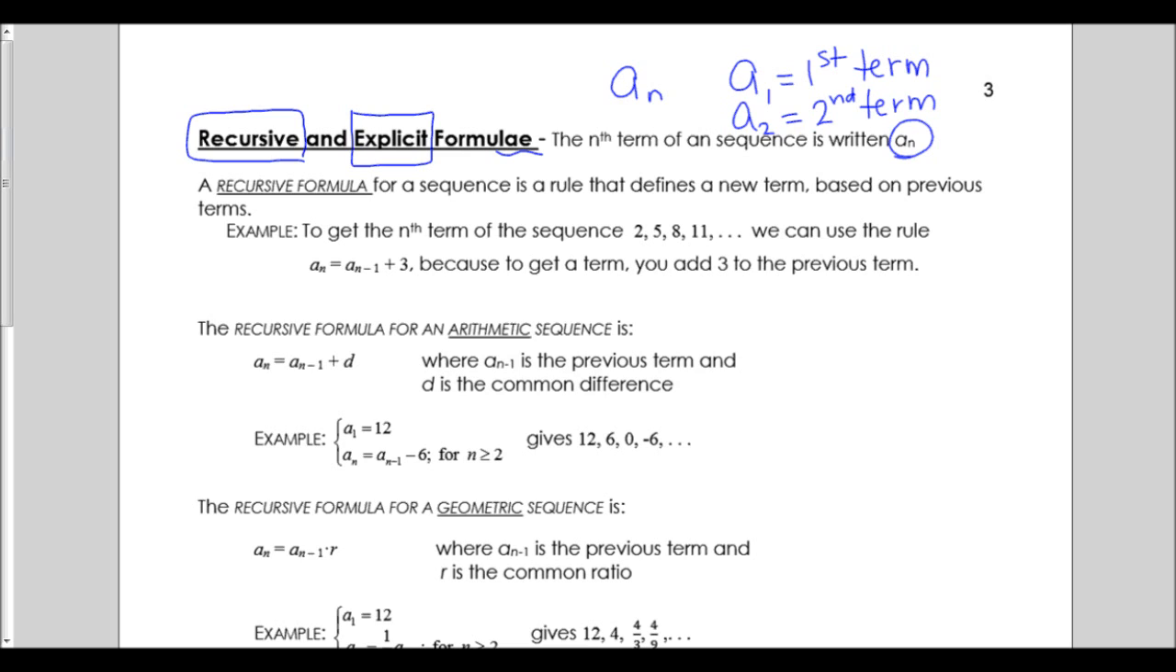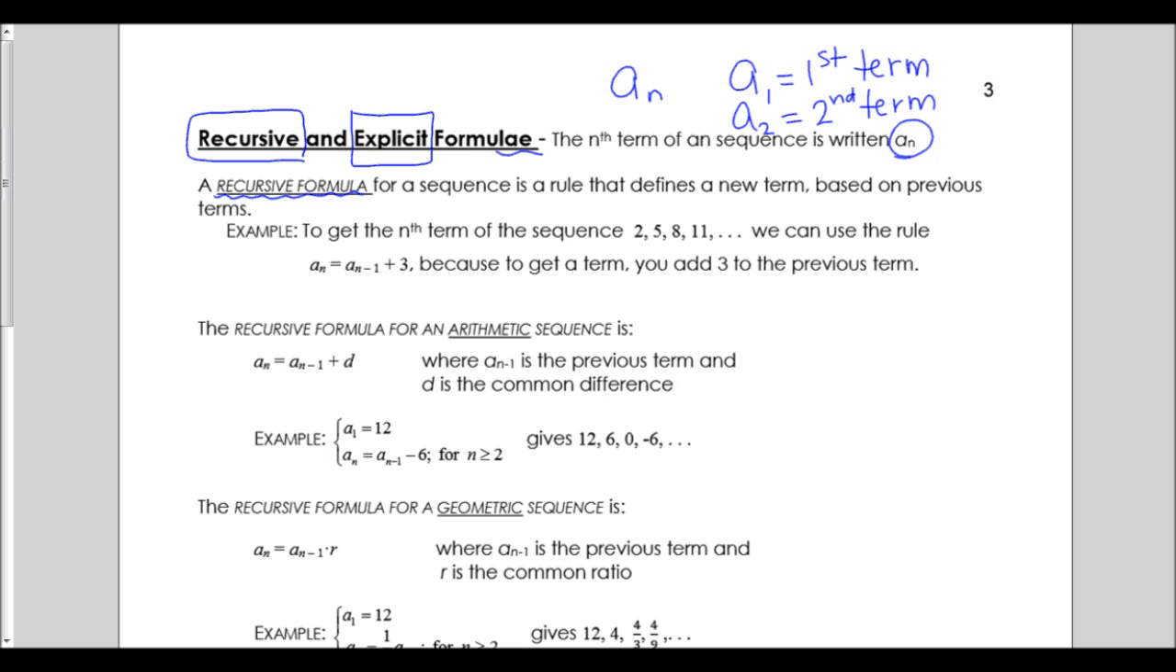All right. A recursive formula is where we're going to start. A recursive formula for a sequence is a rule that defines a new term based on previous terms. So this is the way we usually think. What do I do to the one before it to get the next one?